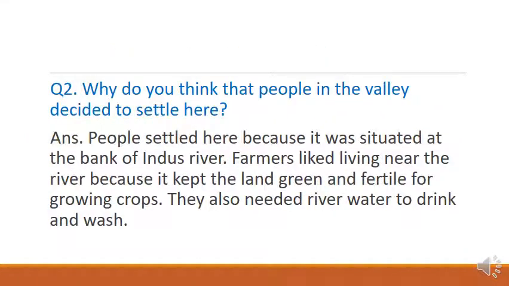Question number 2. Why do you think the people in the valley decided to settle here? Well, the reason is quite obvious: people settled here because of the Indus River. That's why they are known as the Indus people. People settled here because it was situated on the bank of the Indus River. Farmers liked living near the river because it kept the land green and fertile for growing crops. They also needed river water to drink and wash.